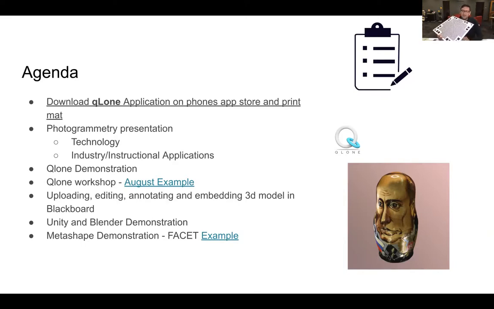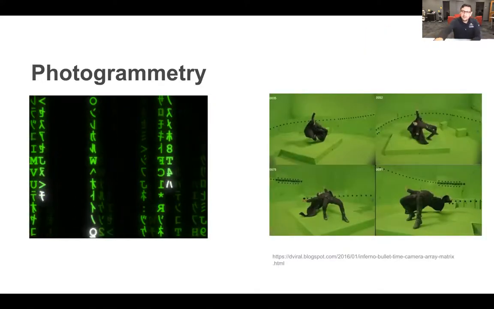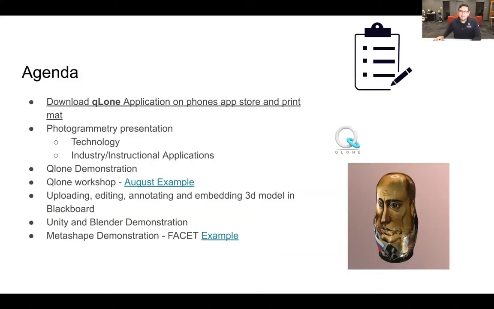So if you wanna follow along, you can click on those links and download the application to your cell phone, or print that mat. So today we're going to be going over what photogrammetry is, how it's used, and basically photogrammetry is just using pictures to make a 3D file.